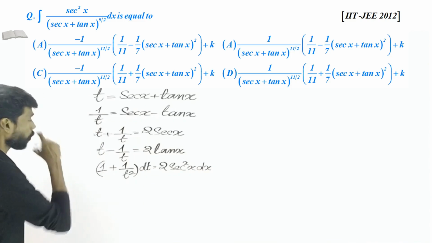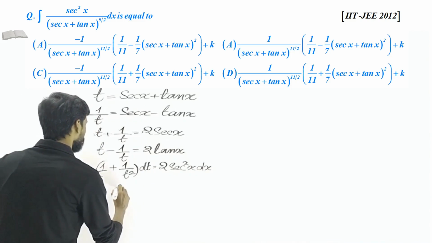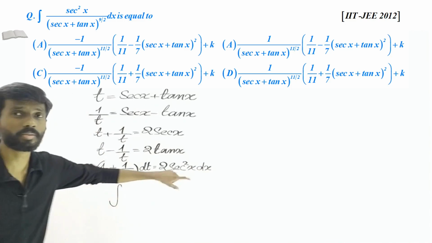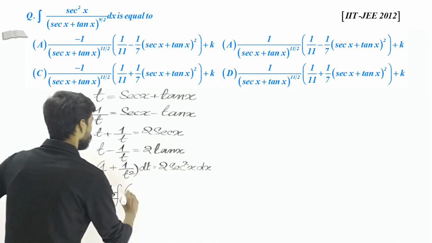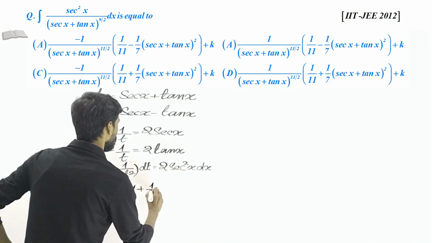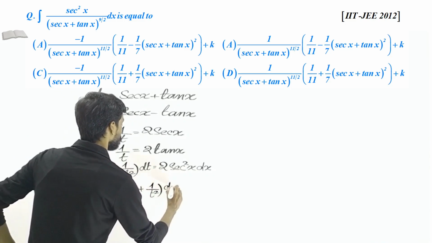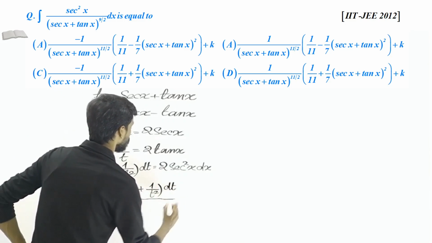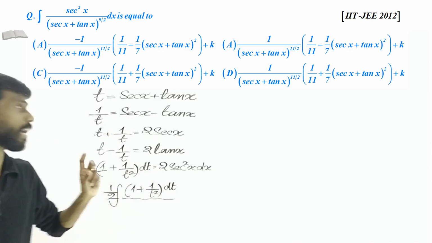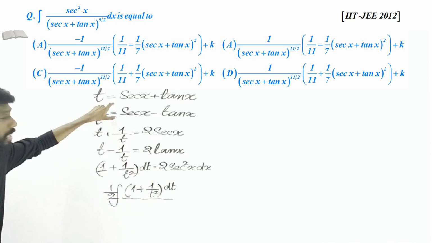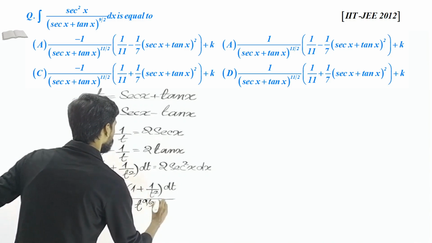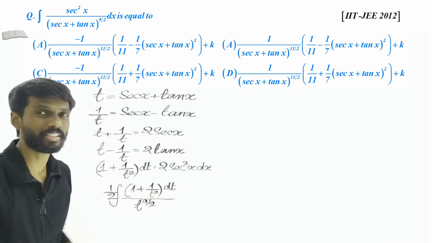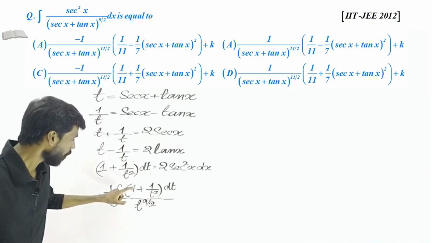Then the given expression will become the integration of, so the numerator secant square x dx becomes 1 by 2 times 1 plus 1 by t square dt, divided by the denominator, secant x plus tan x to the power 9 by 2. That means it is t to the power 9 by 2. So that's it. This is our expression. This can be easily integrated because we can separate this term.